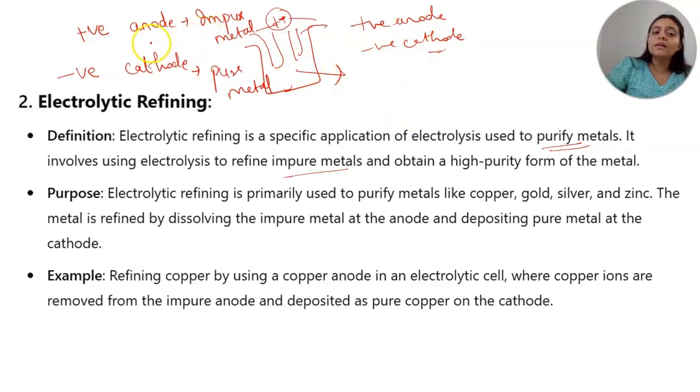The impure metal will dissolve and the metal will deposit at the negative cathode, and then we can extract the pure metal from the cathode. Like this, electrolytic refining happens through the process of electrolysis. It is an application of electrolysis where, between the two metals, we can extract the pure metal from the impure metal.